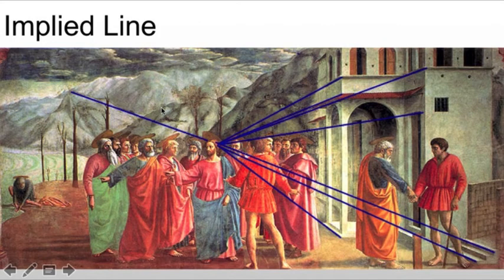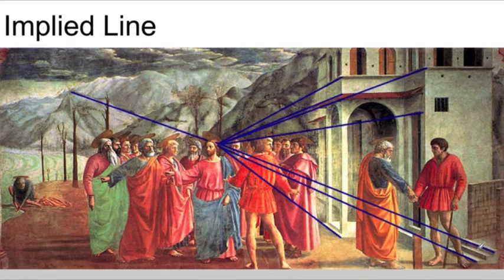Finally, we have implied line. And these are lines that do not actually exist in the painting. They're simply implied to be there. And usually these are going to be receding horizontals. And what I mean by that is, just look at this piece. What we have here is a bunch of horizontal lines. For example, the sill of this building, the base here, the steps behind the man in red. And those are all horizontal lines. And you'll notice they all recede and point back to one thing. They all point to Jesus' head in this case.